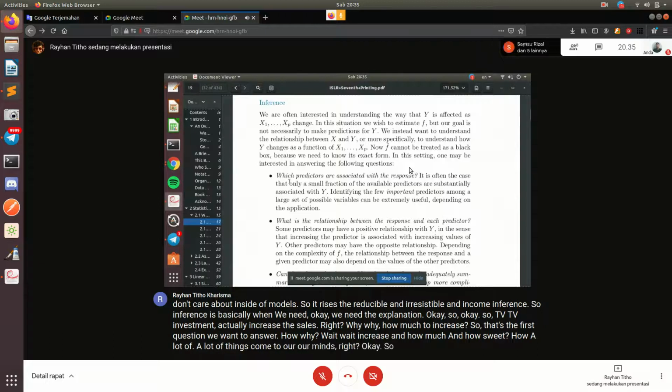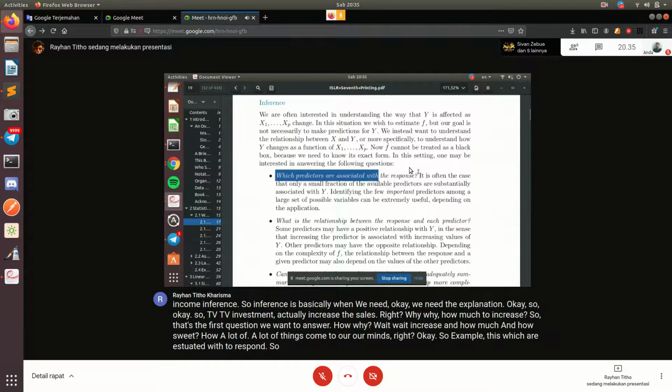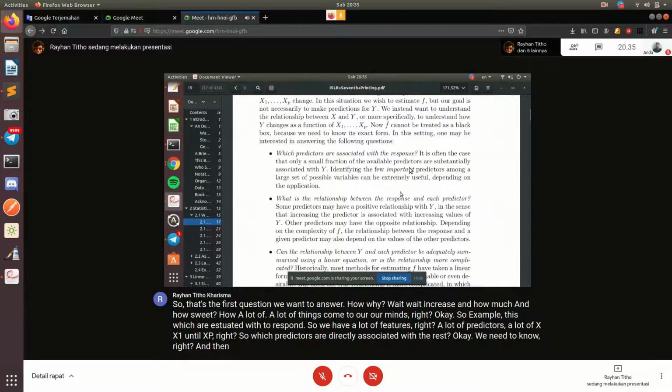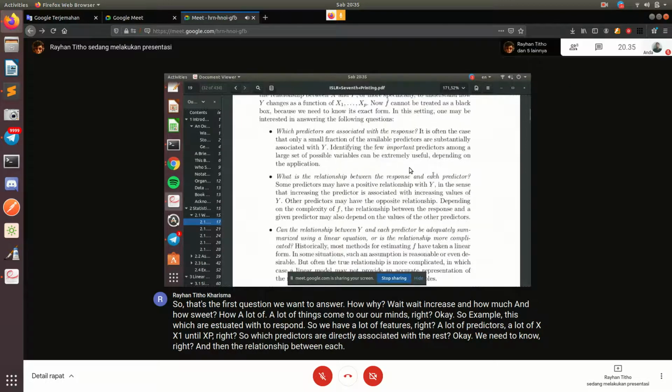Okay, so for example, which predictors are associated with the response? We have a lot of features, a lot of predictors, x1 until xp, right? So which predictors are directly associated with the response? We need to know, right? And the relationship between each predictor and the response is what we need to know.